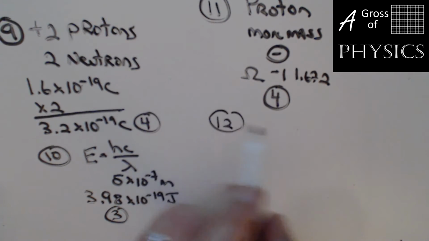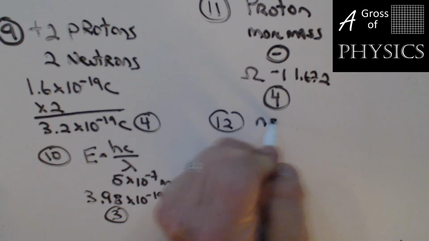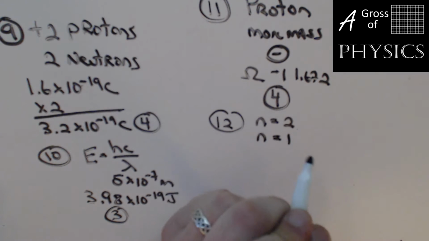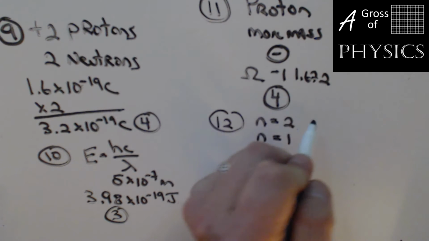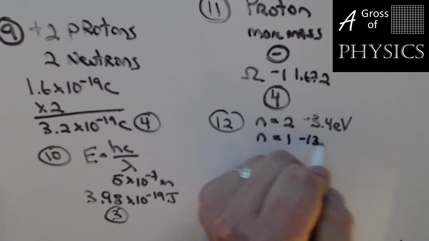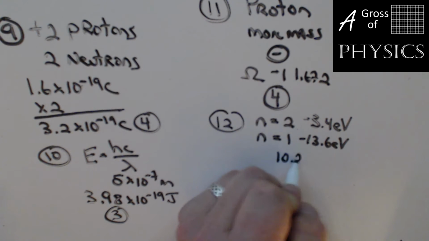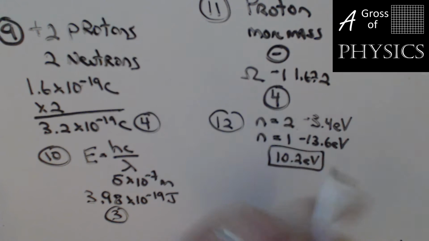All right, 12. Which type of photon is emitted when an electron in hydrogen drops from n = 2 to n = 1? All right, let's check our chart. We go to the reference table, and we go to the inside. We see that n = 2 is -3.4 electron volts, and n = 1 is -13.6 electron volts. So that's a 10.2 electron volt difference. And our choices are in the different types of particle range.